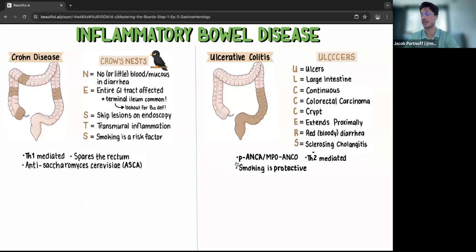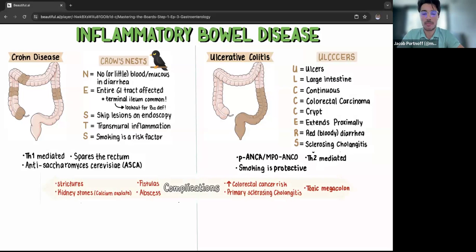P-ANCA comes in here, guys. So again, any markers are super high yield on the USMLE. So remember your P-ANCA associations, right, with UC and sclerosing cholangitis. And then one of the only conditions you guys need to know where smoking is actually protective is ulcerative colitis, okay? I know it sounds crazy, but it's something you need to know.